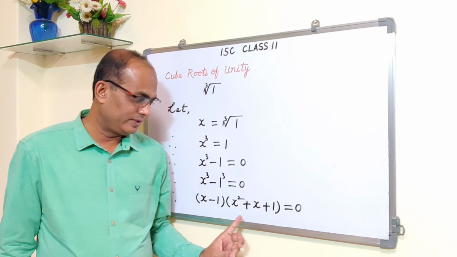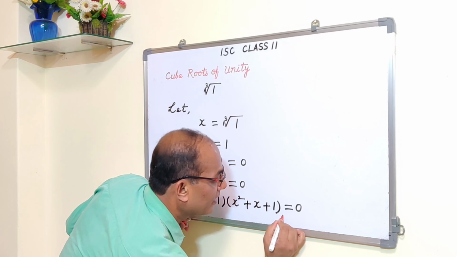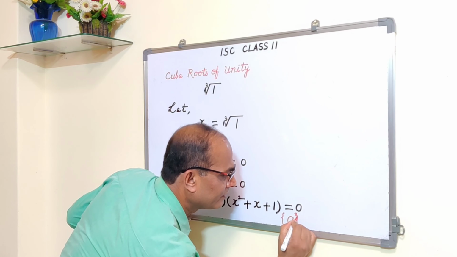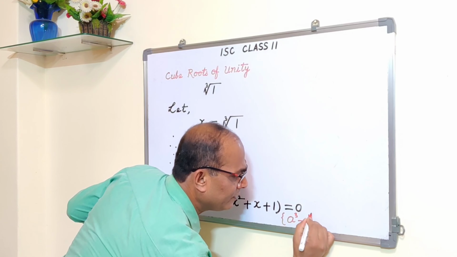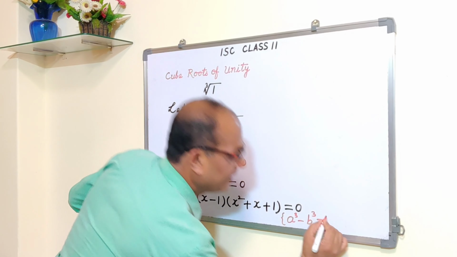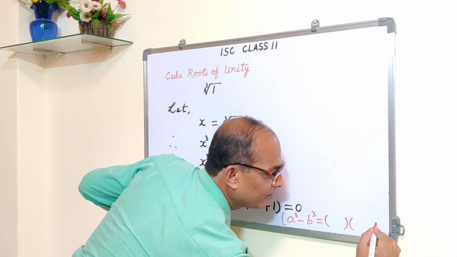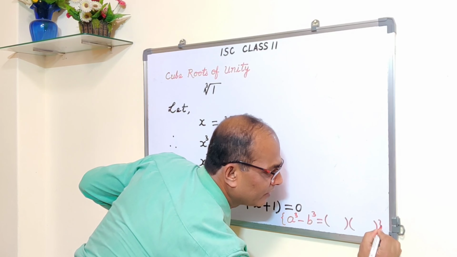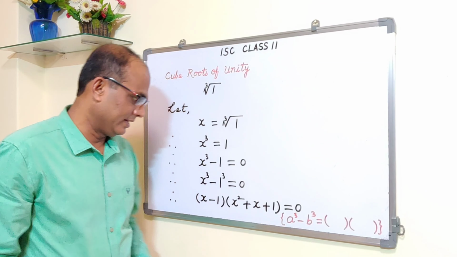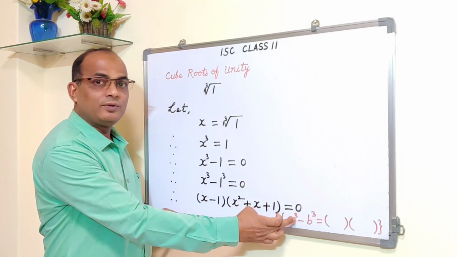Please write down here the formula that you are using. A cube minus b cube formula you can write down here. A cube minus b cube is equal to, alright? That formula you please write down. In one bracket a minus b, and here it is a square plus ab plus b square. Alright, formula you know. Fine. After this, the product is 0.